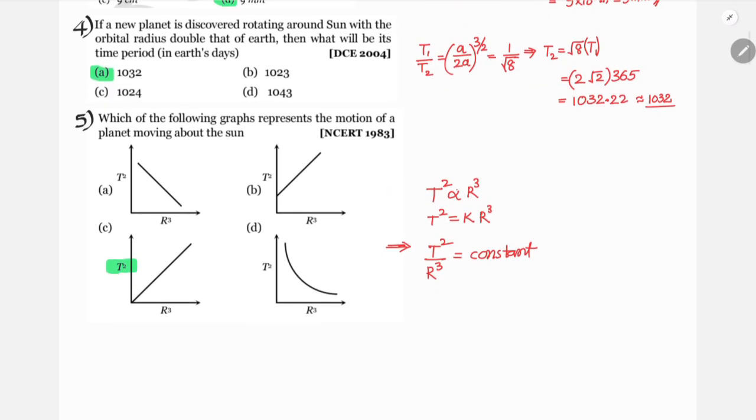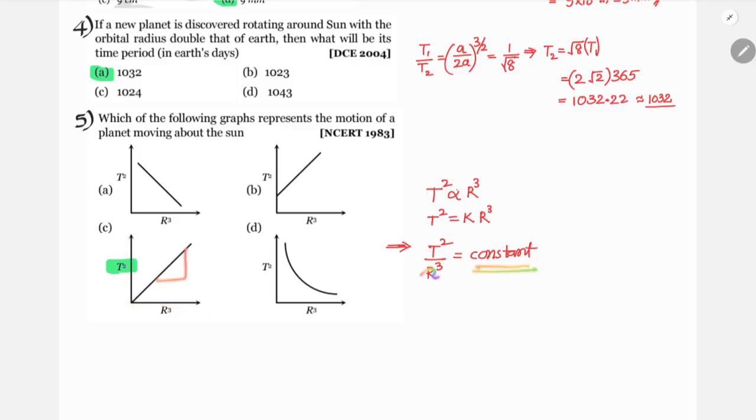Now come to the fifth question. The fifth question is very easy. So now the third law of periods: T square is directly proportional to r cube, that is, T square by r cube is equal to some proportionality constant. Now the graph is given, T square and r cube along the y axis and x axis. Now take the slope of this, you will get a constant.